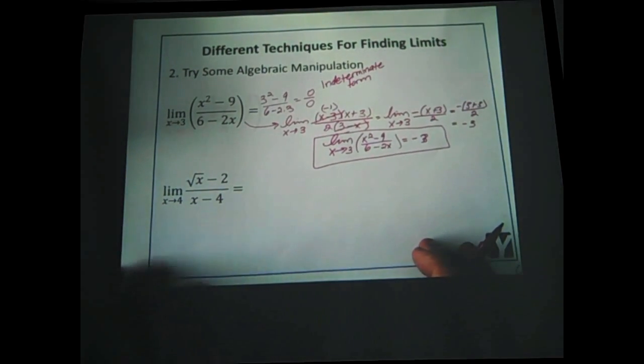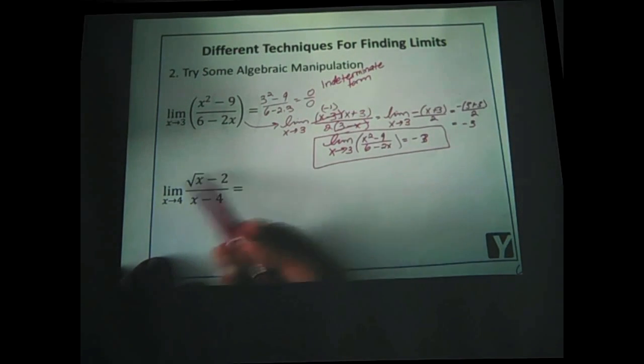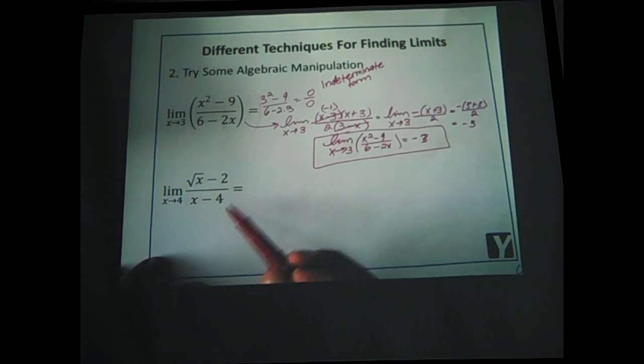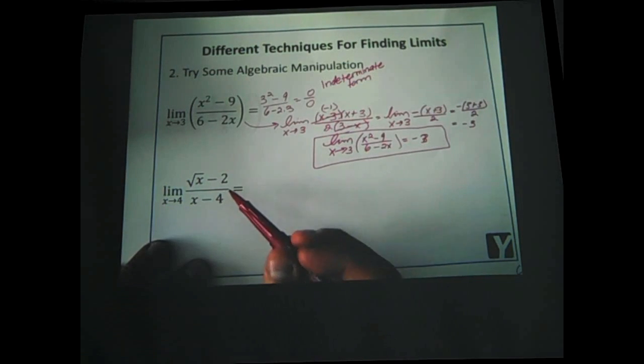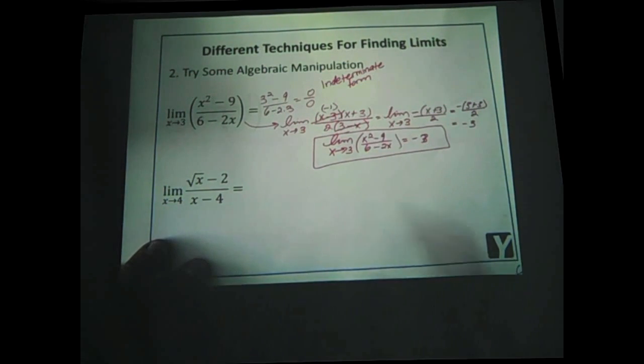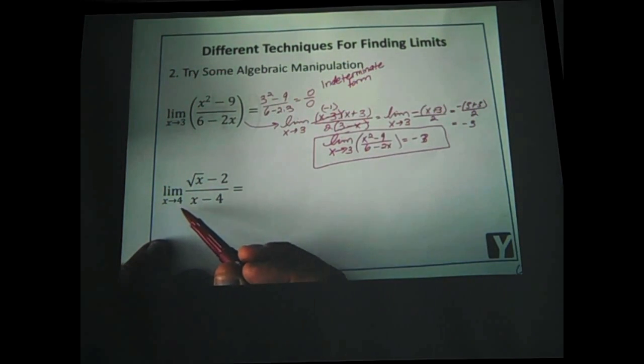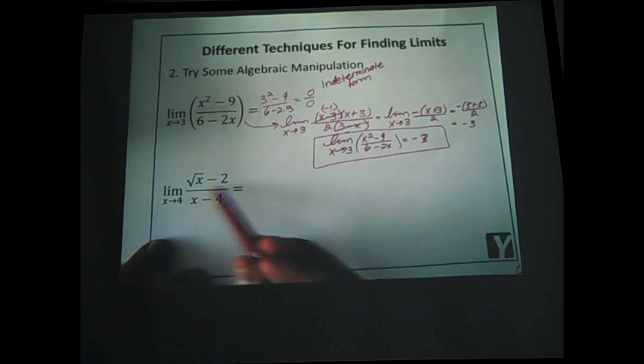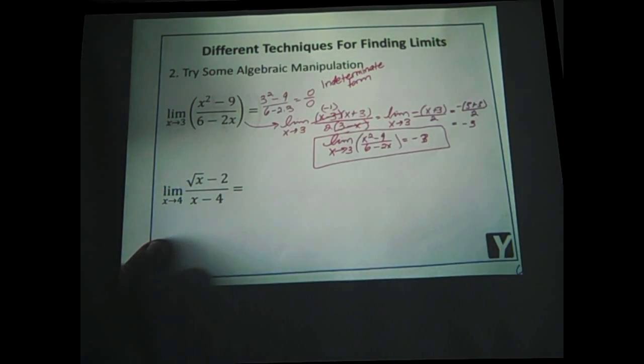Let's try a harder one. A new trick that many of you were exposed to this year is going to come up in this next one. But let's approach this with fresh eyes. I need to find the limit as x approaches 4 of (the square root of x minus 2) over (x minus 4). Let's try plugging in.